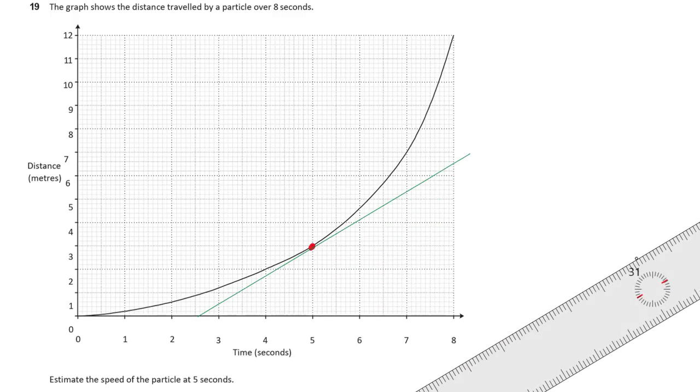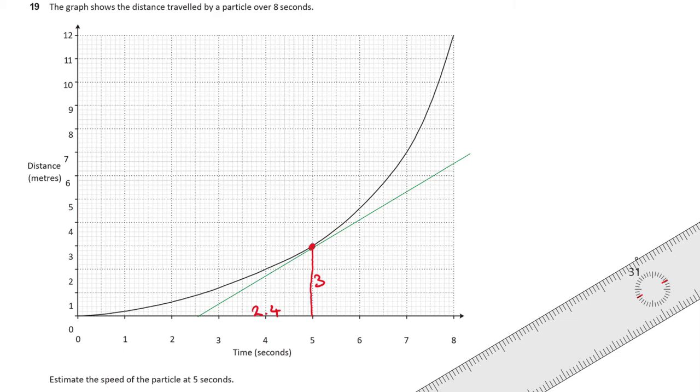And then what we need to do now is just find the gradient of our drawn line. So how do we do that? Well, we just look at change in y and change in x then, don't we? So change in y is that length there. That's quite easy to read. So that's 1, 2, 3 units, isn't it? So that's got a distance of 3. And then along here, I've got 1, 2, about 2.4 seconds this way.